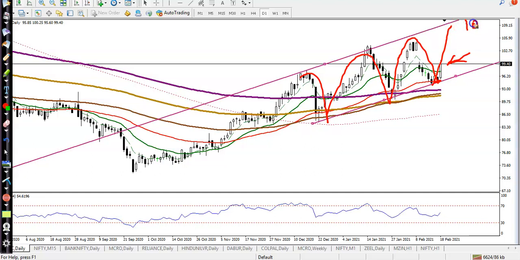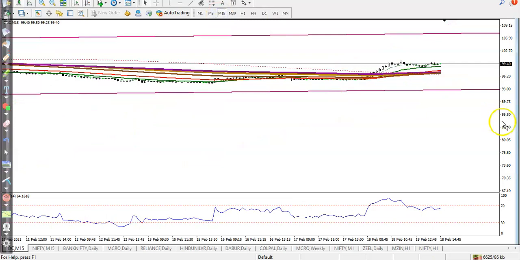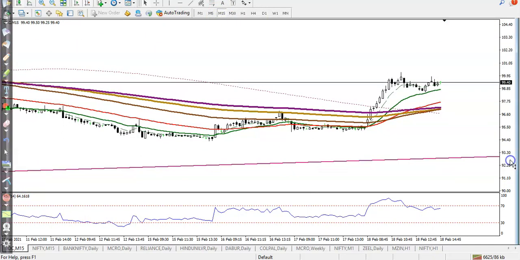and the next target would be around 109. That is our target. Now I can see that is our buy opportunity. Now let's just jump to a small time frame, the 15 minute. Now you can see this is actually our buy opportunity. Price broke this 200 moving average, created a new high and pulled back, and that is a buy opportunity.